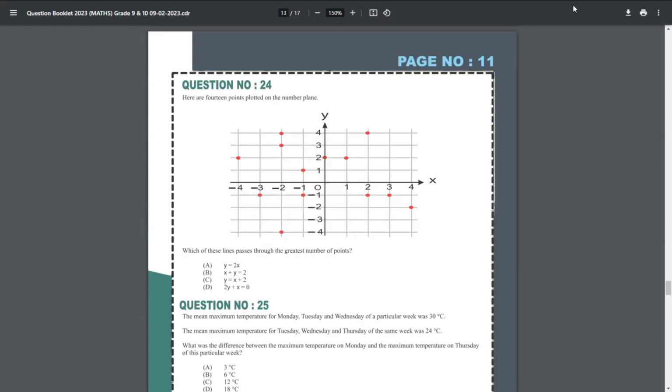Question 24. Here are 14 points plotted on the number plane. Which of these lines passes through the greatest number of points? So the correct option is B. X plus y is equal to 2.